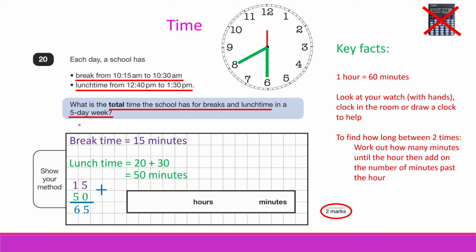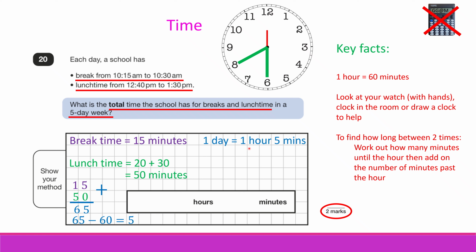We've got to work it out for 5 days a week. Now you can multiply this number by 5, but once you've multiplied it by 5, you're then going to have to divide it by 60 to work out how many hours and minutes there are. When it's worth 2 marks and you're pushed for time, in this question, I would recommend you work out how many hours and minutes it is at this stage. So 65 minutes, if I take 60 from it, 65 take away 60 is 5. So we have got 1 hour and 5 minutes.